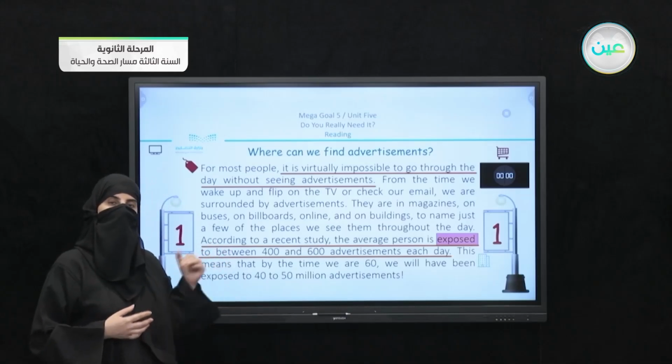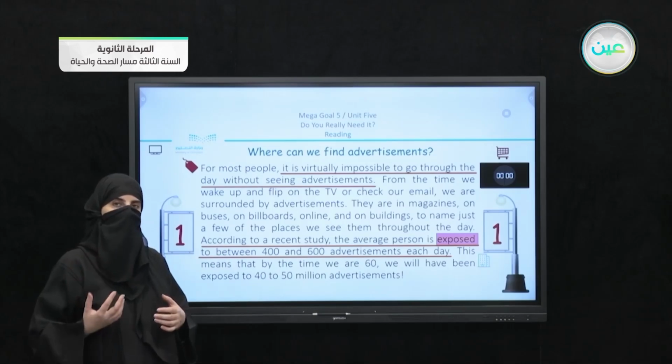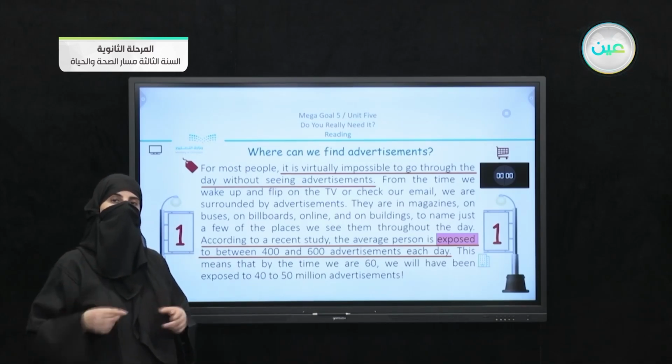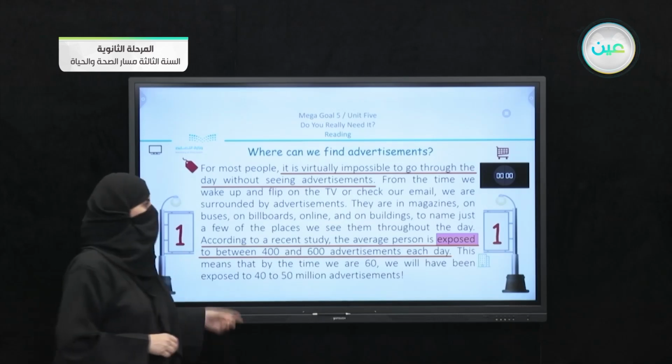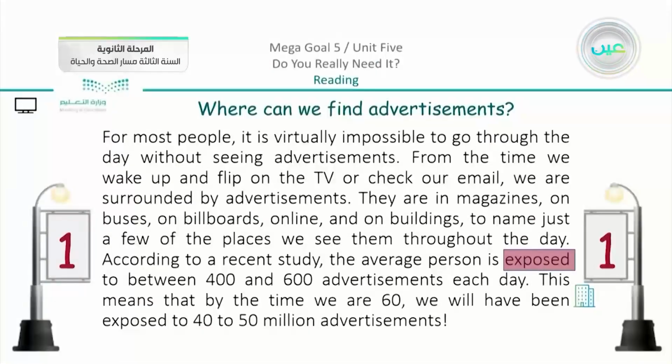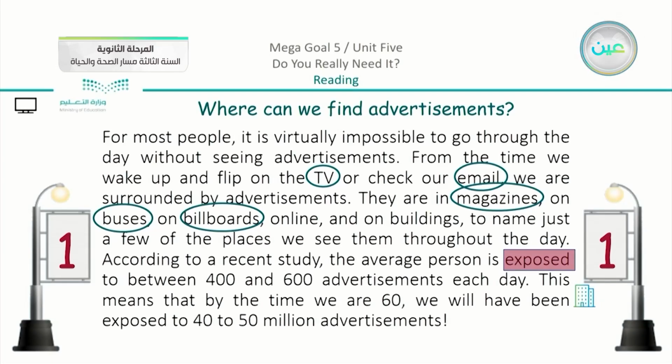We have here the new word. And just imagine that you are exposed to 400 to 600 advertisements every day. So the topic here is the amount of advertisements people see in a day. And we have the question, which is, where can we find advertisements? We are going to look for places. So you can see very clearly that we have here TV, email, magazines, buses, and also on billboards.